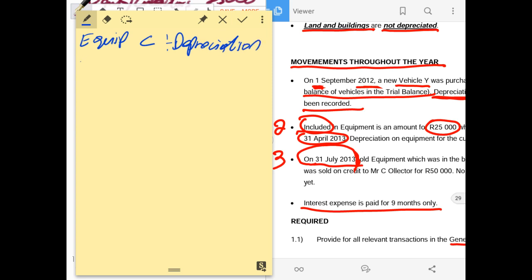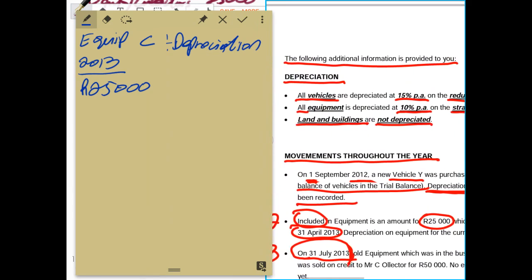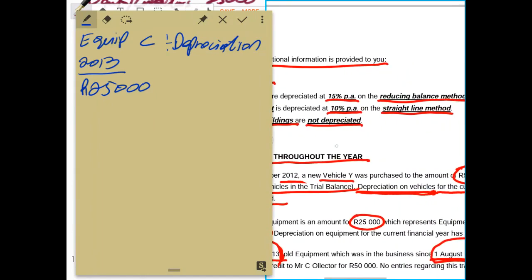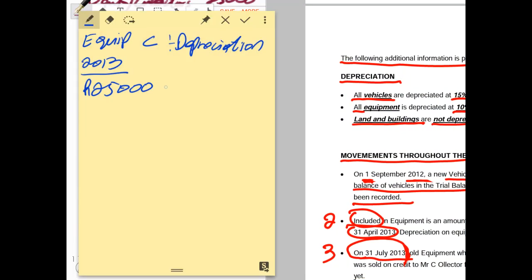And equipment C's depreciation is for the year 2013. The cost of equipment C is 25,000 rands. Remember, we are not given any residual values for these equipments. We only know that their depreciation is 10% on the straight line method. Because of that, we can immediately multiply by 10%. Therefore, the depreciation for the full year will be 2,500 rands.